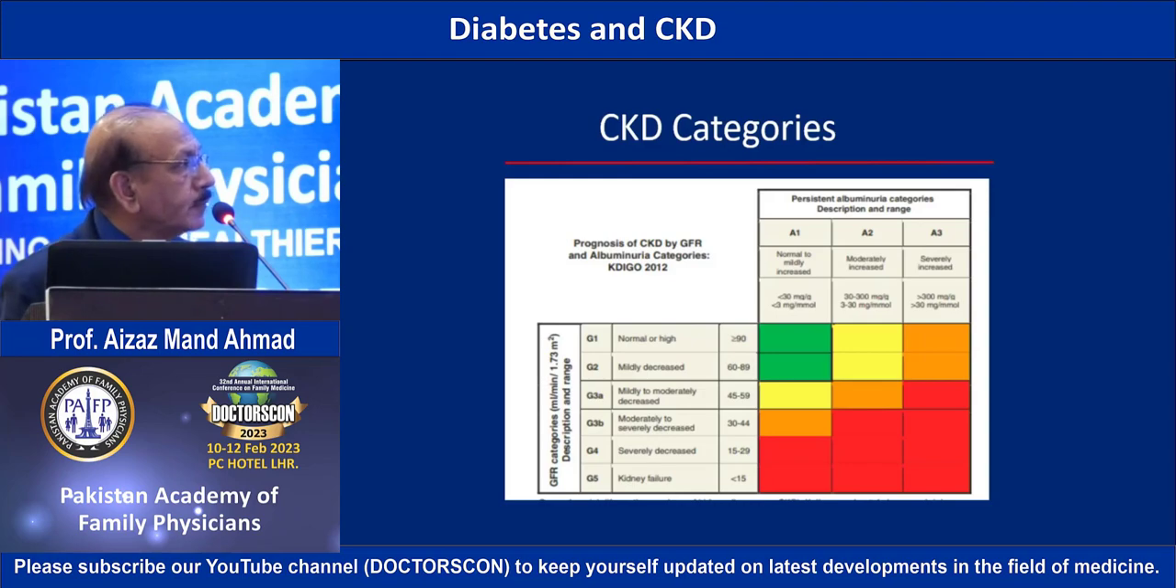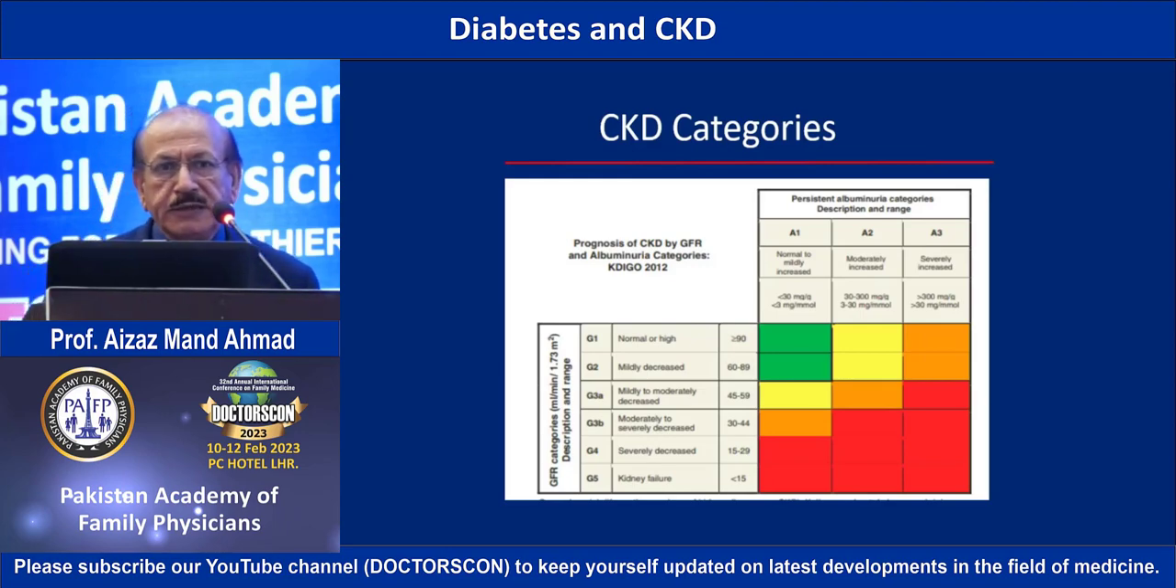Now this side shows the degree of albuminuria, that the higher the albuminuria, the higher the risk. For example, if it is less than 30 milligram per gram of creatinine, we take this ratio with gram of creatinine, or if it is between 30 and 300, or more than 300, we call it A1, A2 and A3. And these colors show how much is the risk. This is mild risk, this is moderate risk, this orange is severe risk, and this is very high risk of progression of kidney disease.